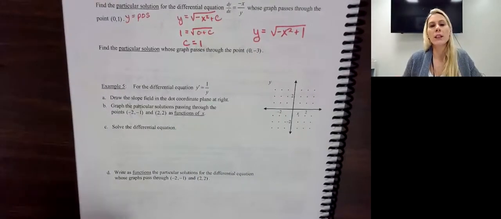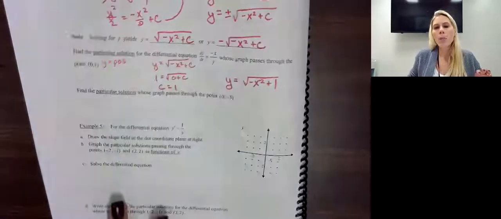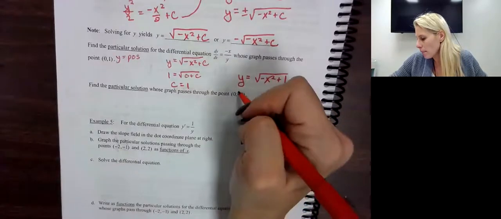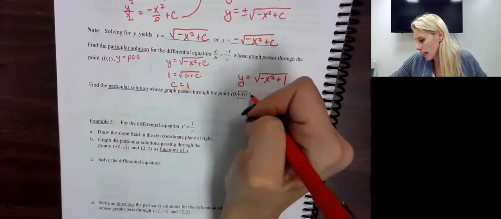Here we're going to find the particular solution, again using the general, but then we want it to go through 0, negative 3. I want to point out right here that y is negative.